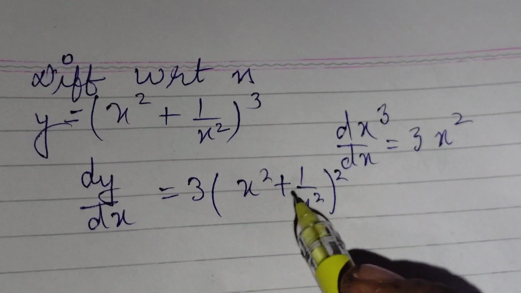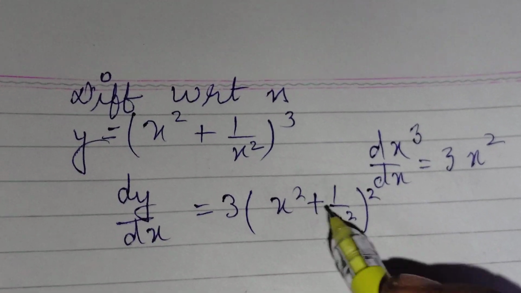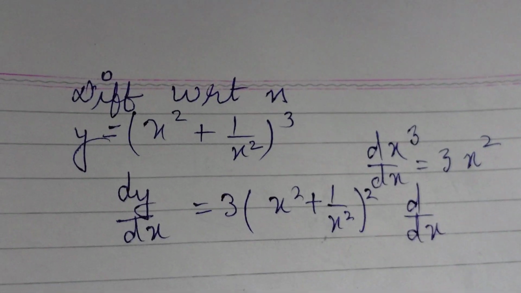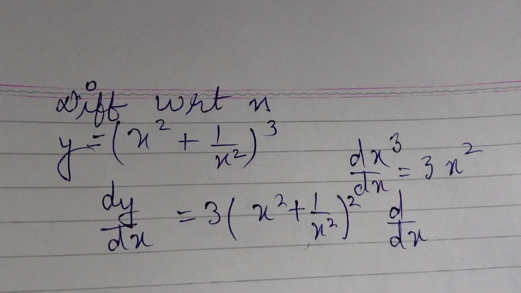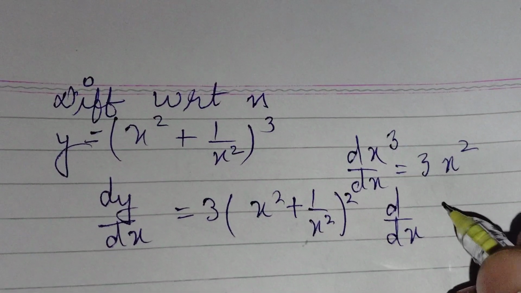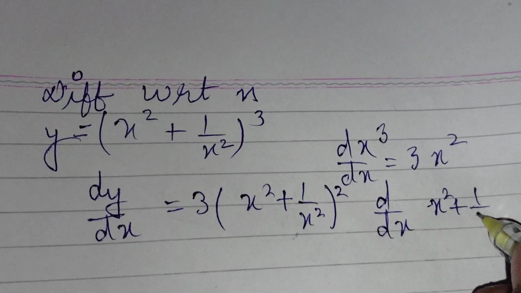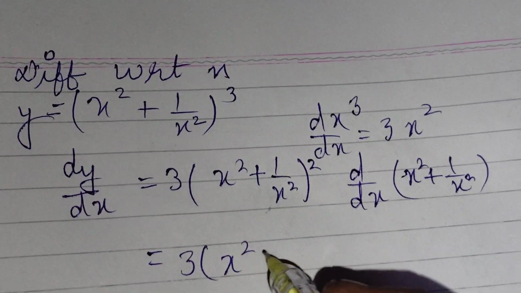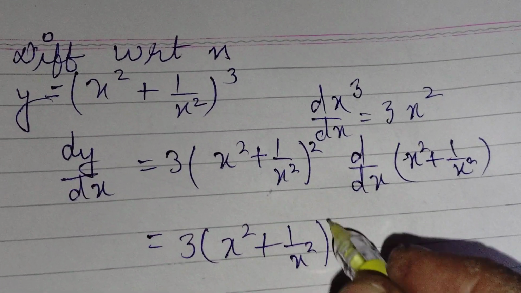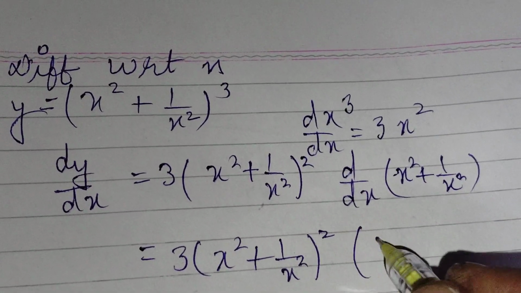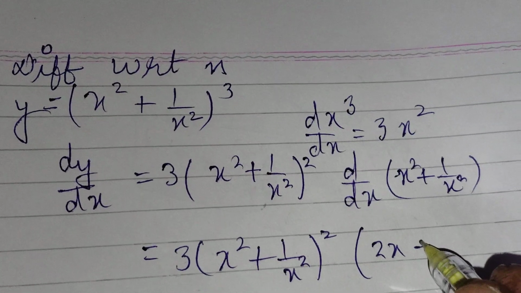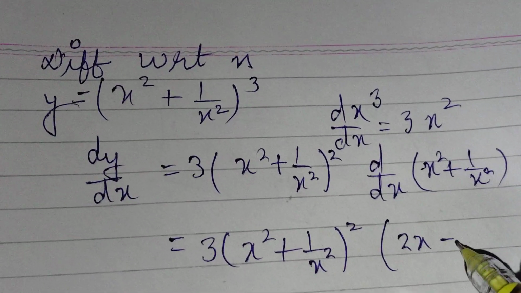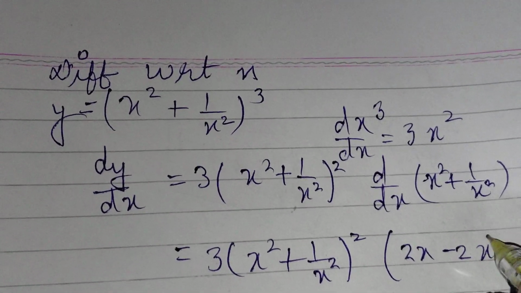But we see there is the bracket, and inside the bracket there is not x, there is x square plus 1 upon x square. So we use chain rule. We write here x square plus 1 upon x square with the differentiation sign. So this time we differentiate it again, and differentiation of x square plus 1 upon x square is 2x, and x power minus 2 when we shift this 1 upon x square into the numerator, and its differentiation is minus 2 x power minus 2 minus 1.